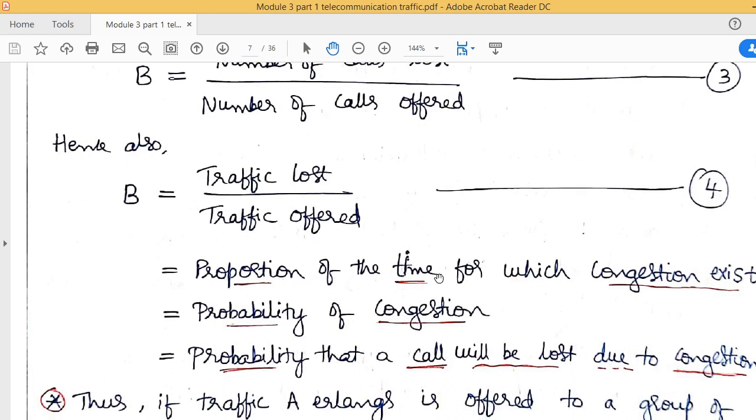So this grade of service defines the proportion of the time for which congestion exists. So if grade of service is very small, then the duration where congestion exists is also very small. If the grade of service is large in number, that means if the traffic lost is large in number, we will observe congestion for longer duration, right? So this grade of service also defines the probability of congestion, also the probability that a call will be lost due to congestion. Grade of service is dependent on the number of calls that are lost due to congestion.